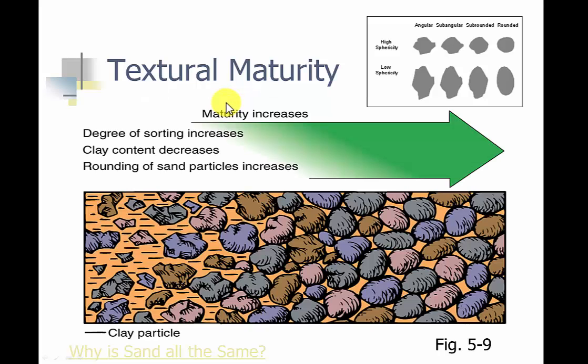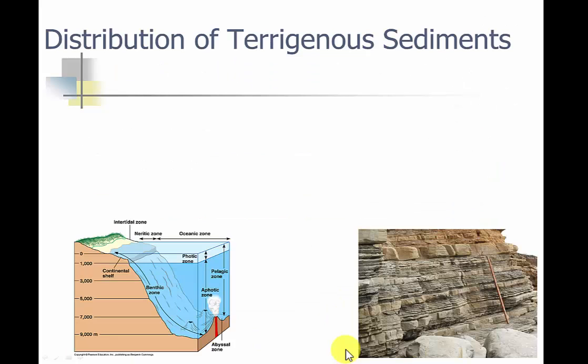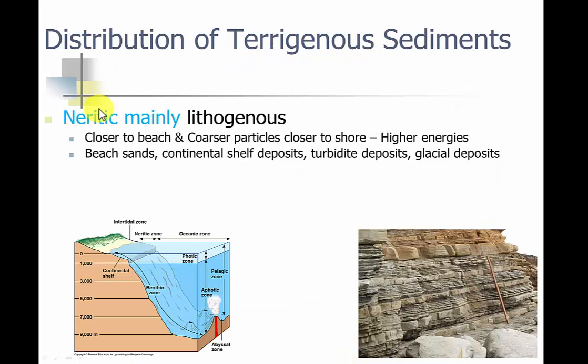Texture maturity: the degree of sorting actually increases as it goes downhill. Clay content decreases as it goes downhill because it tends to dissolve in water, and the roundness of the sand particles increases as we go downhill. There's another link down here to how sand is going. I didn't say how long this is. I may show this to you in class. I don't want to show it now because it's going to make this video a lot longer than it is already.